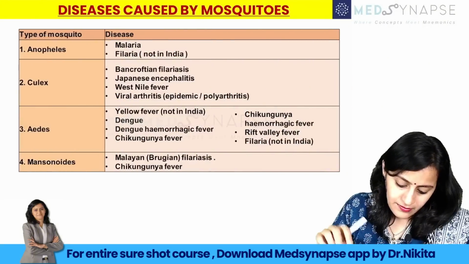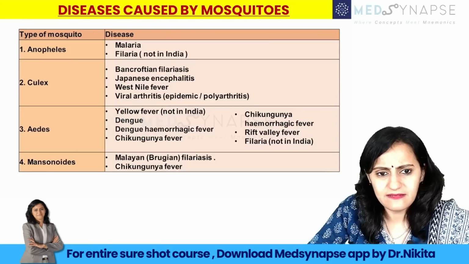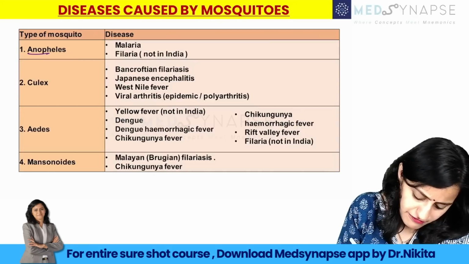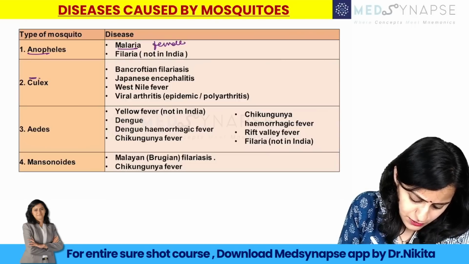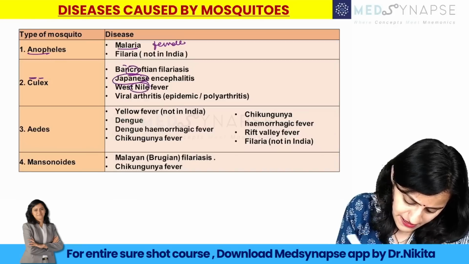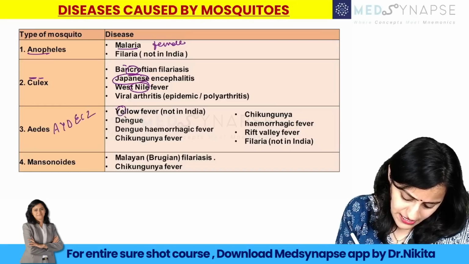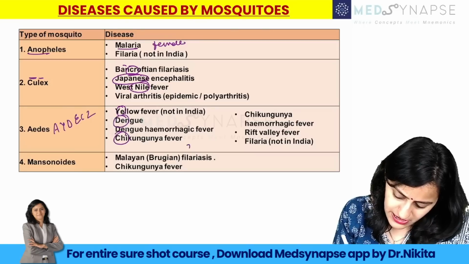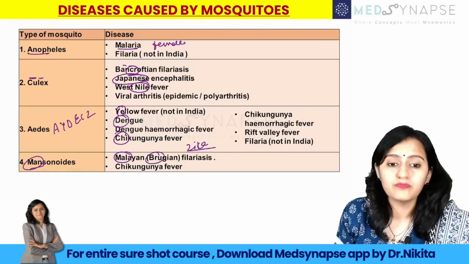Now coming to the diseases caused by mosquitoes, this we have already seen, right? That's the same table. Anopheles is malaria, the female Anopheles mosquito. Culex is Japanese encephalitis, West Nile and Bancroftian filariasis. Aedes is AYDECZ: yellow fever, dengue, chikungunya, and you have the Zika virus. Mansonia is Malayan or Brugian filariasis.